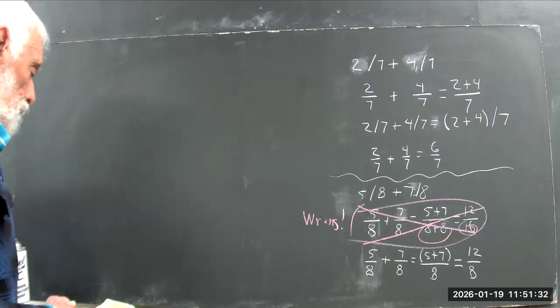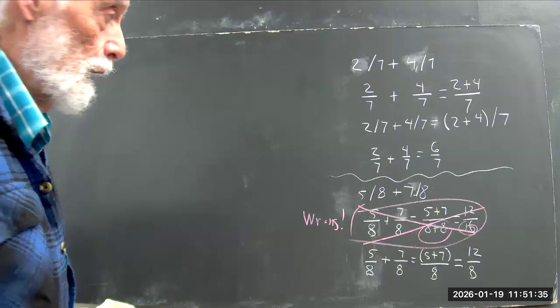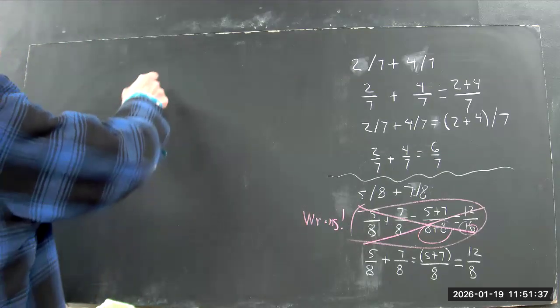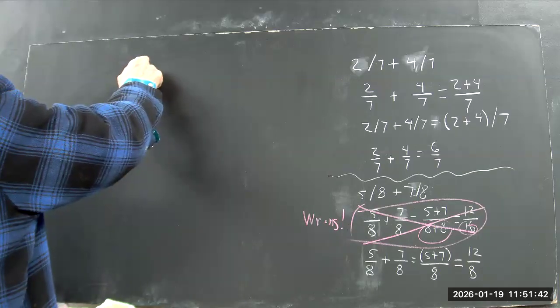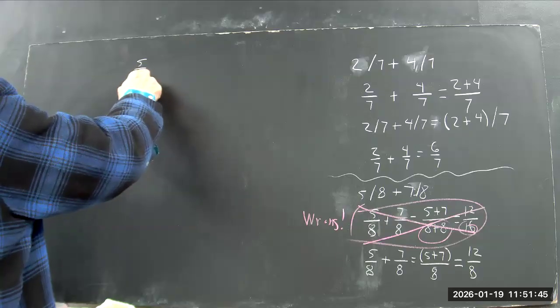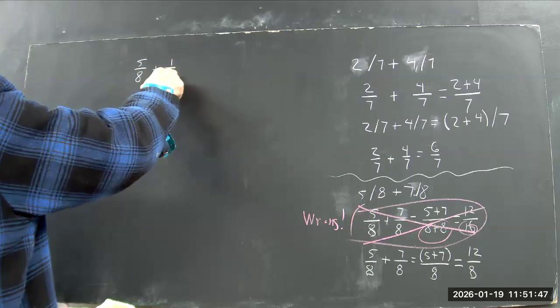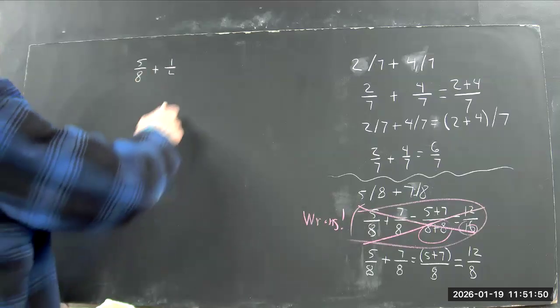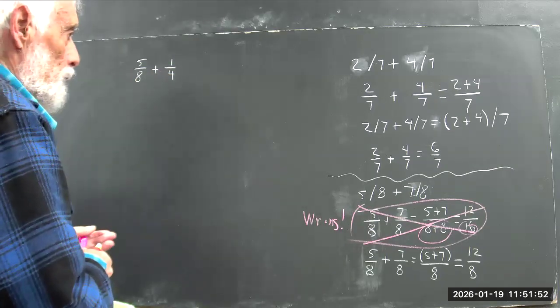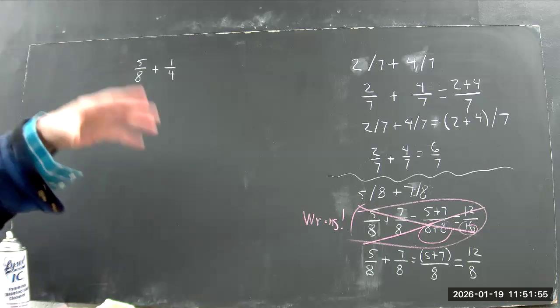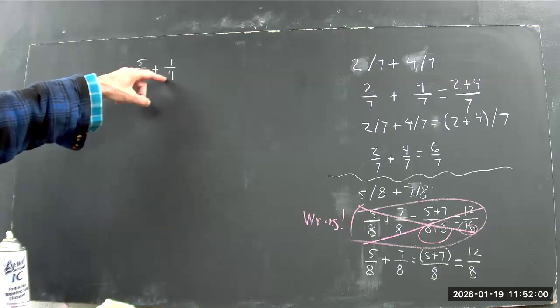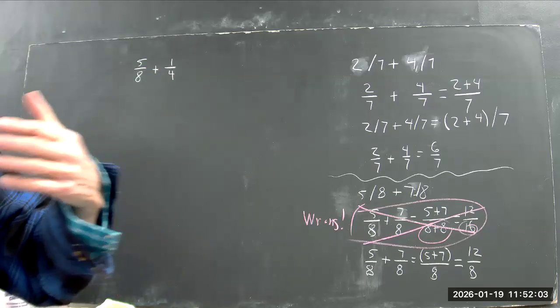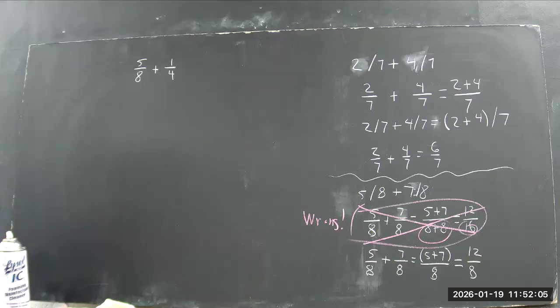Now let's talk about what happens when you don't have the same denominator. Let's say we've got, do a simpler example here. Now I've written down a fraction and I haven't written it down in linear form. I'm going to read it in linear form. That'd be 5/8 plus 1/4. 5/8 plus 1/4. The denominators aren't the same.